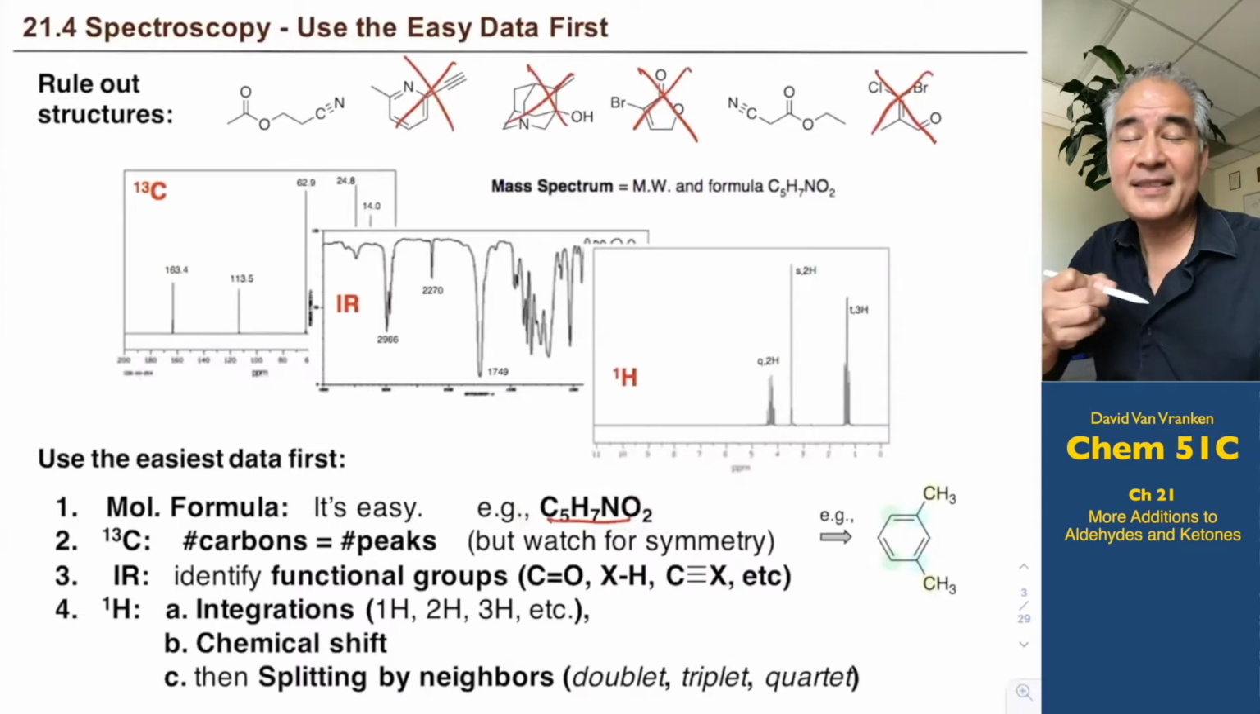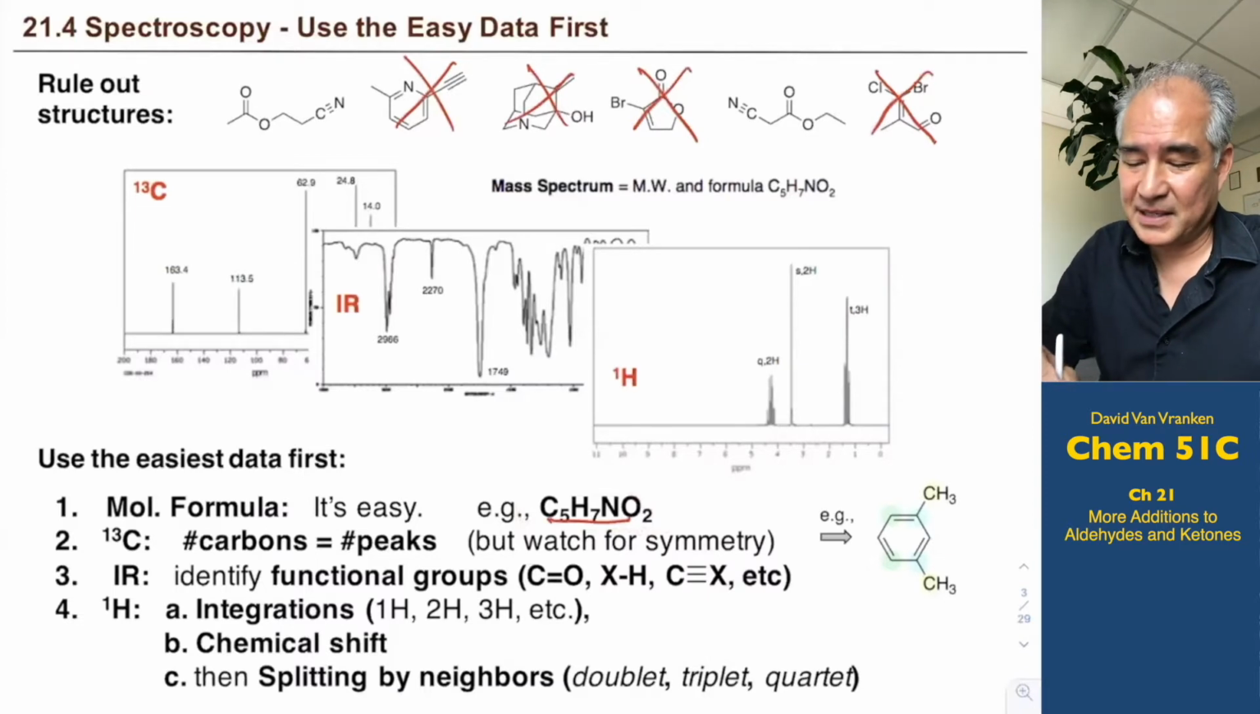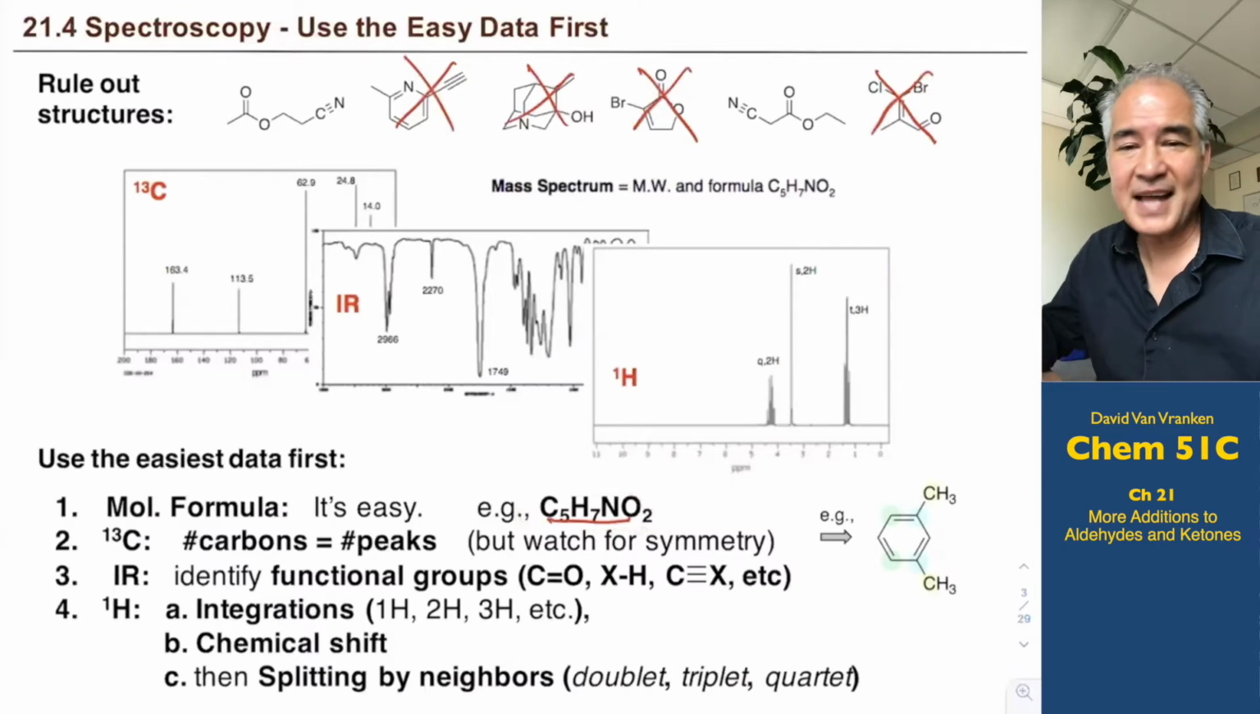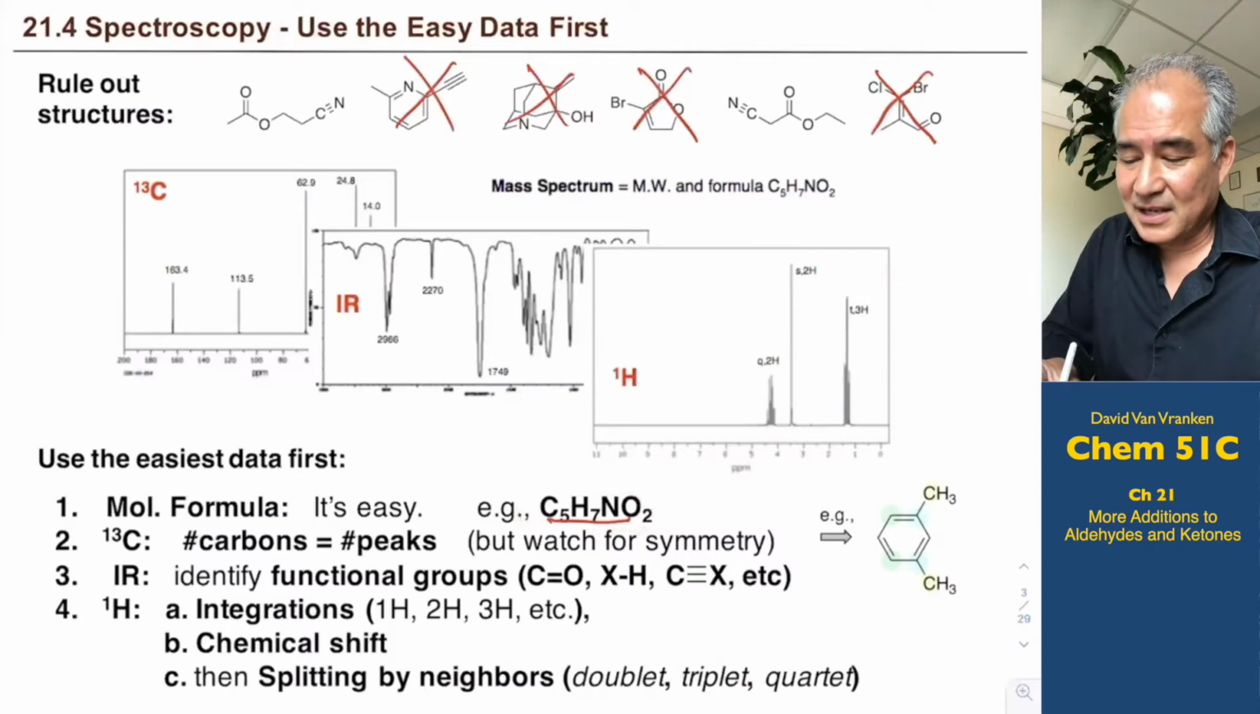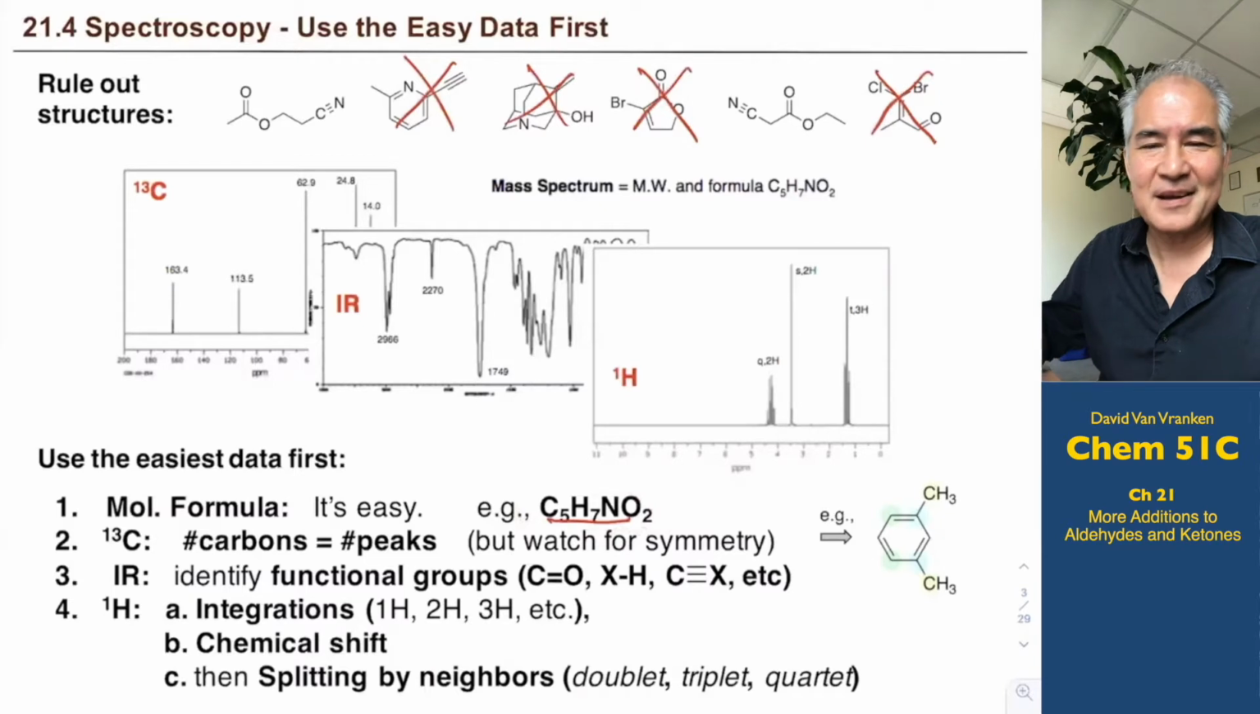So to me, the second easiest type of spectroscopy to use is carbon-13 spectroscopy. So I use that second, if somebody gives you a carbon spectrum, or you go take one. Why is that powerful? Well, usually you just count the number of carbons, and that's the number of peaks. And if it doesn't match, well, that's probably not the right structure.